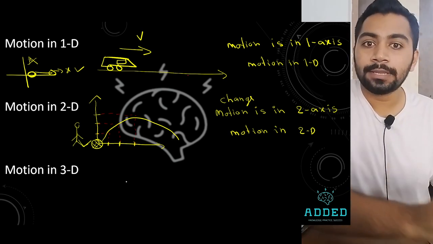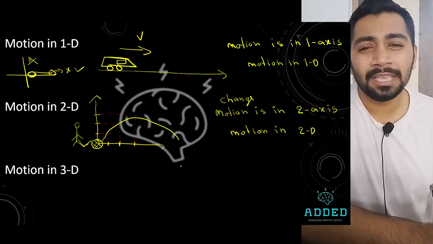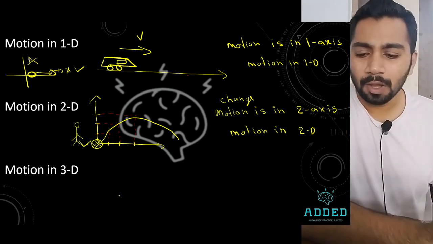Okay. I want 3 dimension. 3 dimension is very simple. Three axis also changing. Now example.